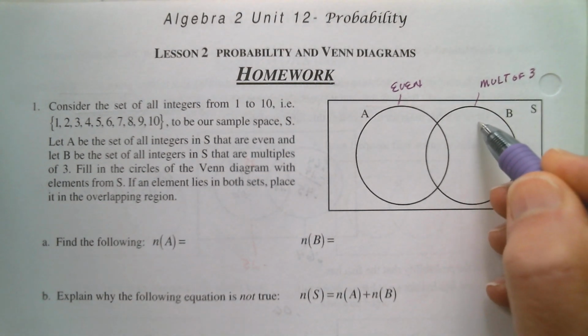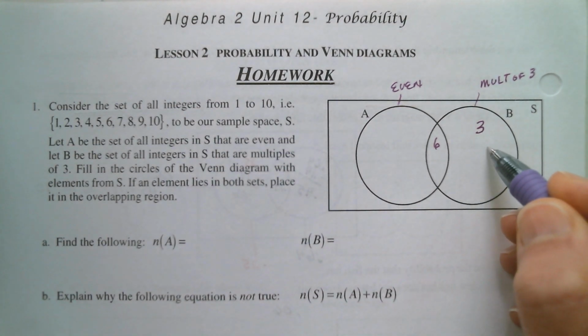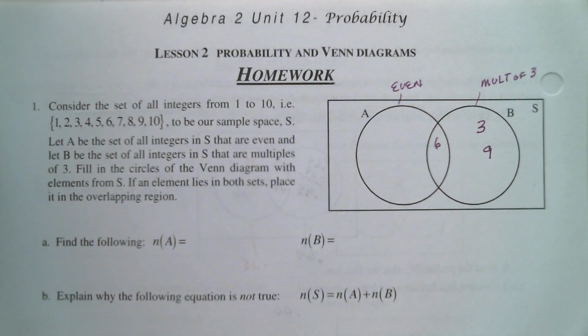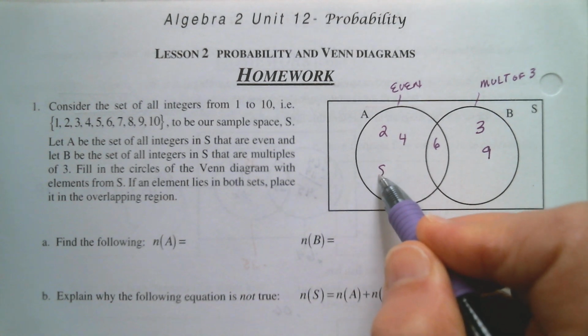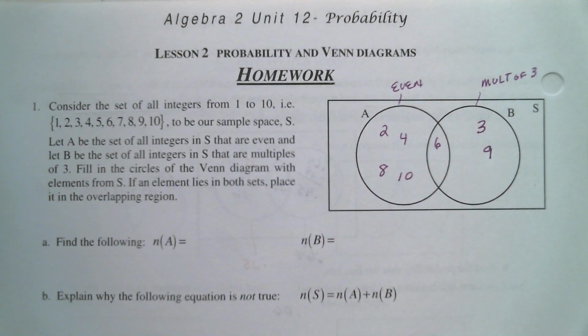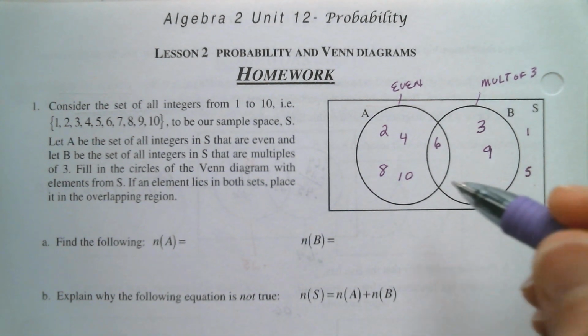All right, so that means 3, 6, and 9. And then A is even, so that would be 2, 4, 6, 8, and 10. So that leaves, I kind of did it for you, but all right, apologize. So what's outside? There's 1 outside, 5 outside, and 7 outside.